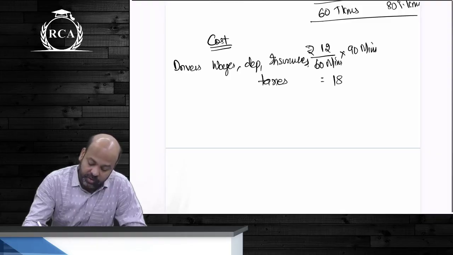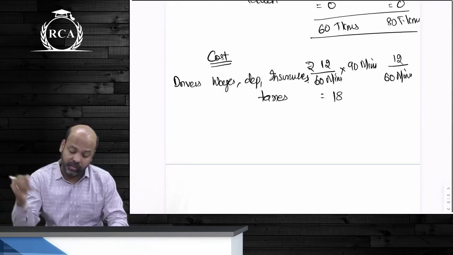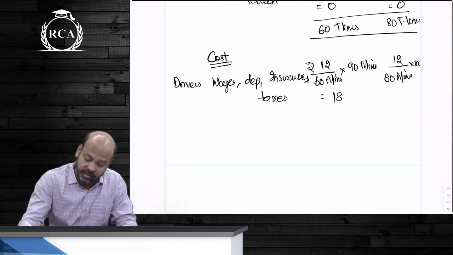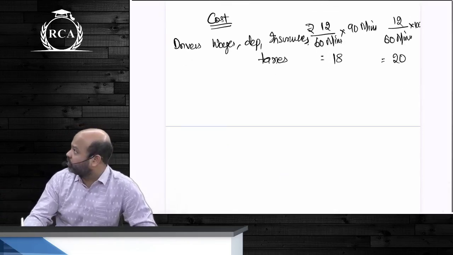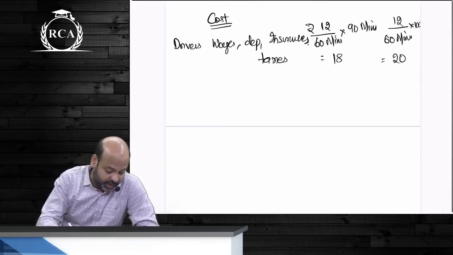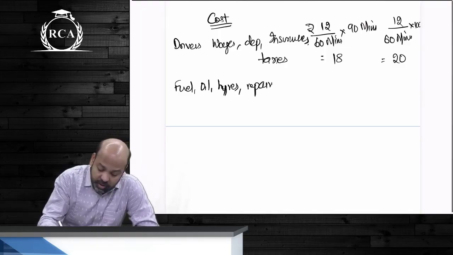18 rupees. In the second one, beta, it is 12 rupees for 60 minutes. The total time that we needed for the second one was 100 minutes. How much will be the cost, guys, here? 20 rupees. This is drivers' wages, depreciation, insurance and taxes, beta. What is the other expenditure that we have? Fuel, oil, tires, repairs, beta. This expenditure, guys, is how much?